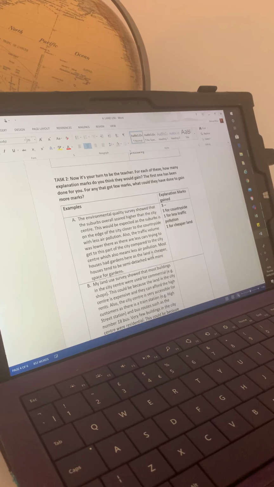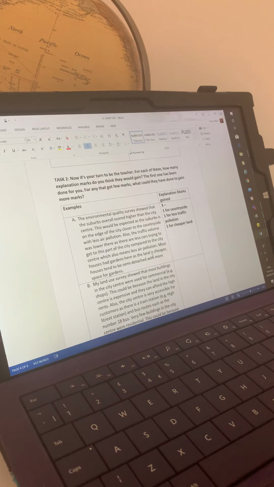So the one I've done here is: the environmental quality survey showed that the suburbs scored higher than the city centre. That's just a description, it doesn't give any reasons. Then it goes on to say it is closer to the countryside, that would get a mark. There's less air pollution because there's less traffic, that would get a mark. There's more gardens because the land's cheaper, so that would get a mark. Be careful, you're only given marks for explanation at this particular point.